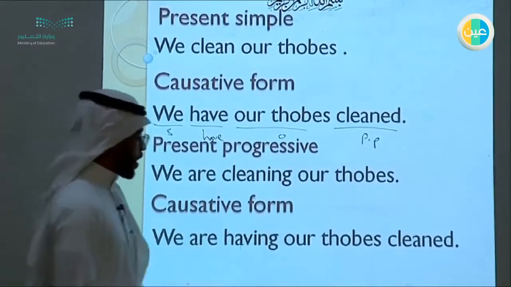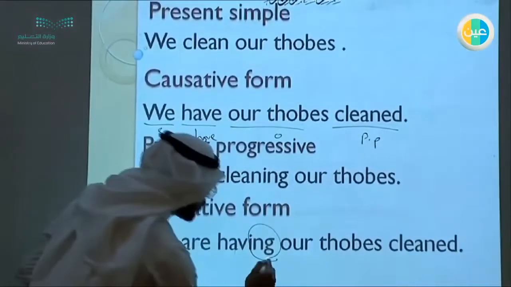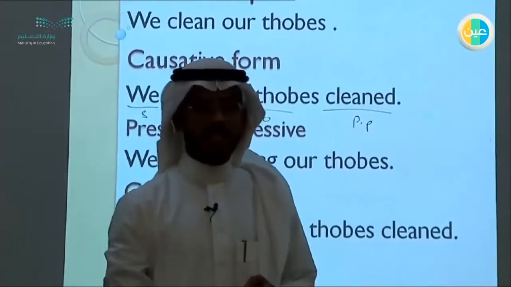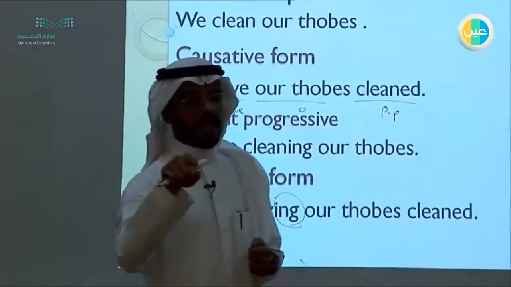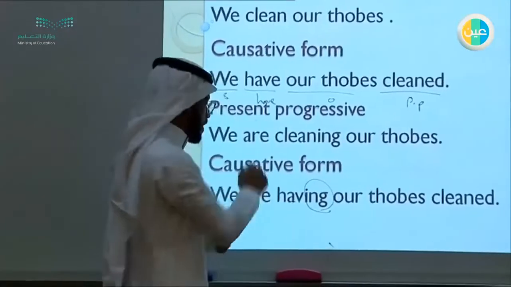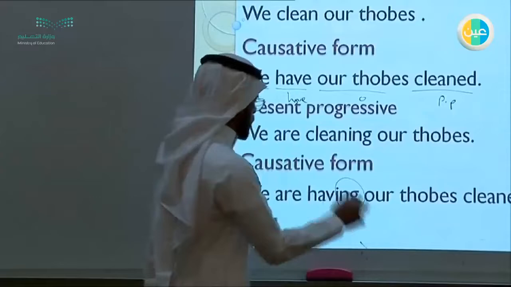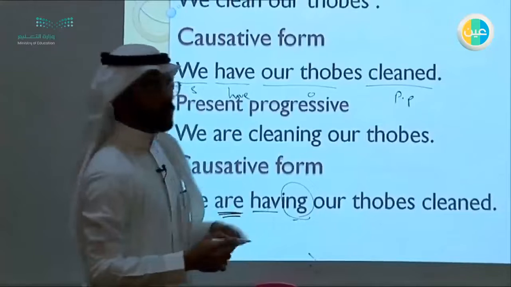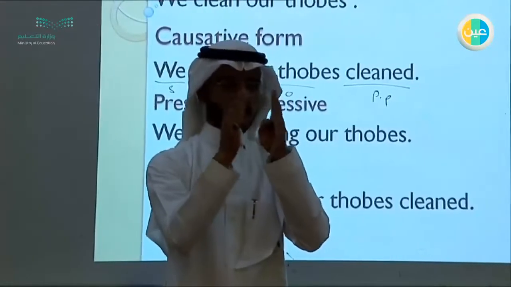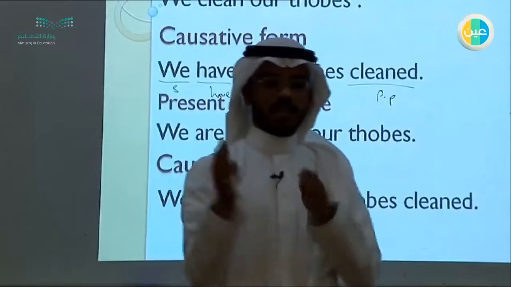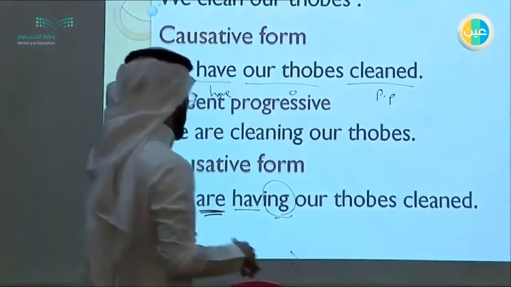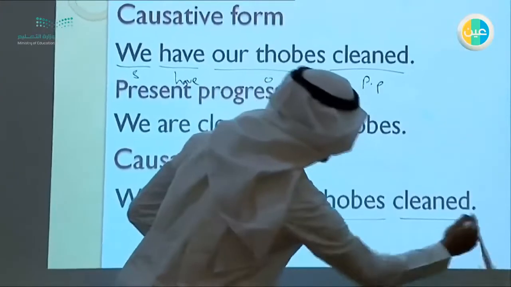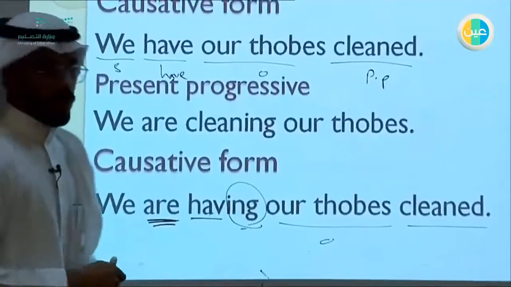We are having. Now the verb have, we add ing to the verb. Why? Because in present progressive, you must add ing to the verb. Before you add ing, we have the verb to be: am, is or are. Ing with have, and we add are, because in present progressive you must add the verb to be and ing at the end of the verb. We are having, this is the object, our thobes cleaned. We are having our thobes cleaned.